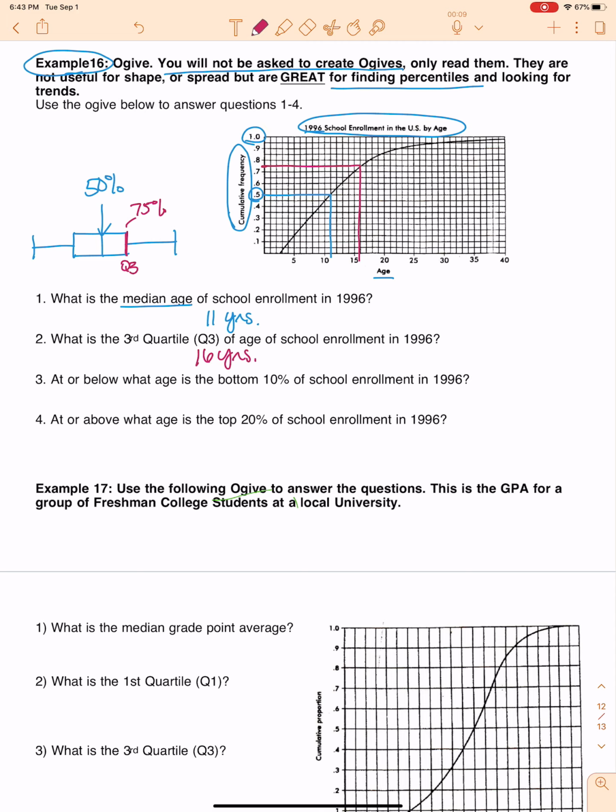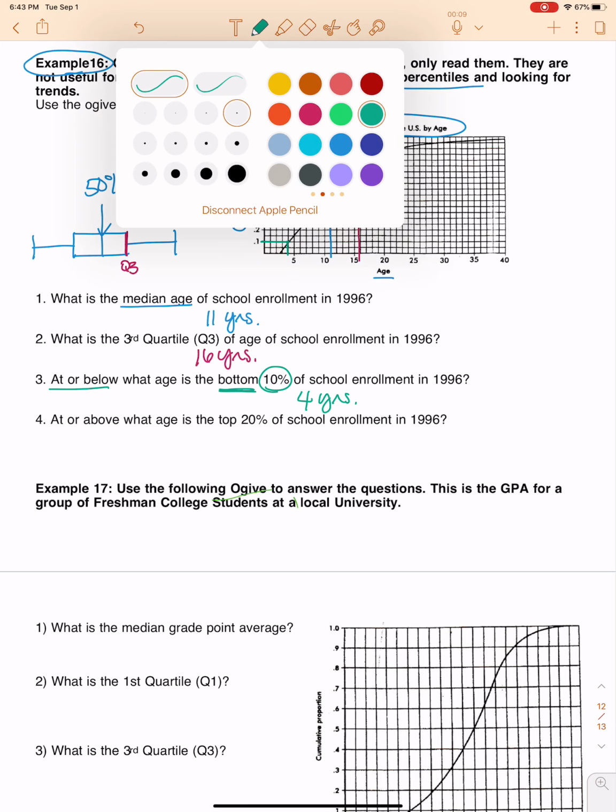This is awesome. Okay, so number 3, at or below what age is the bottom 10% of school enrollment in 1996? So at or below what age the bottom 10%? Bottom 10% right here. That's that 0.1. So I'm going to drop this over, drop it down. That'd be 4 years. Awesome. Easy peasy, lemon squeezy.